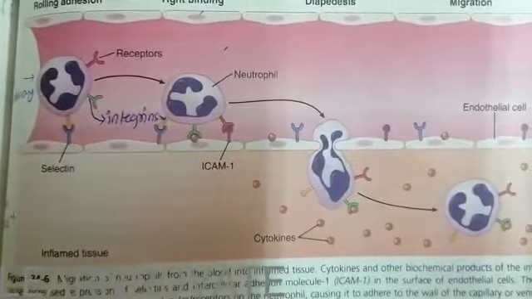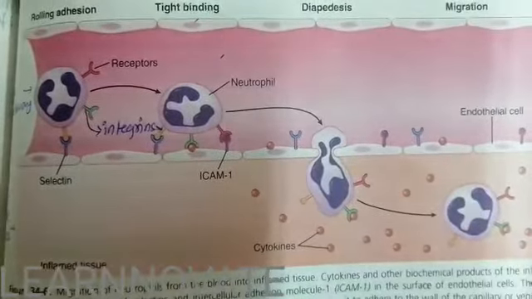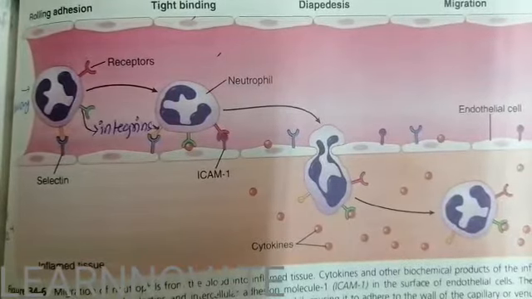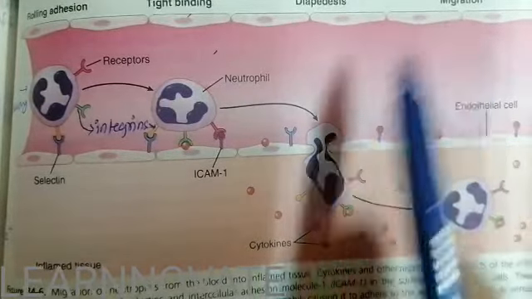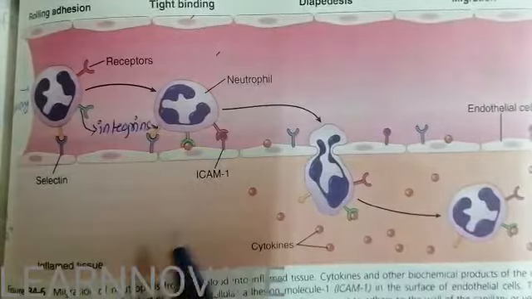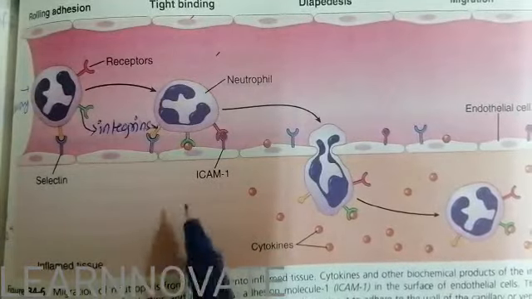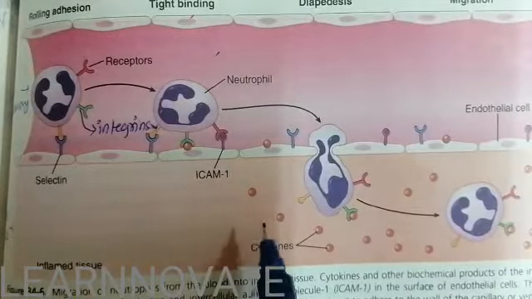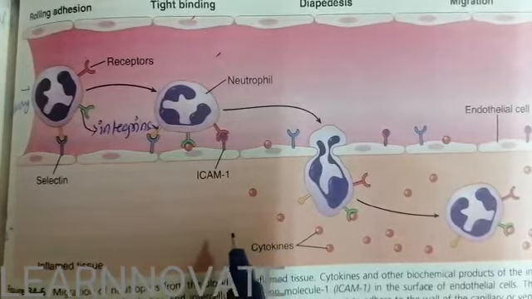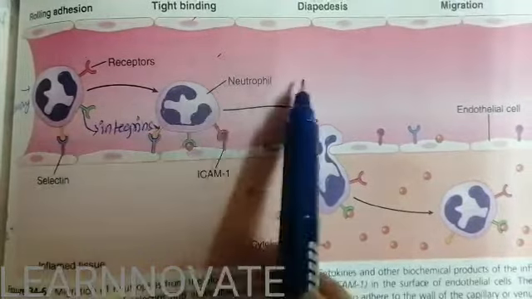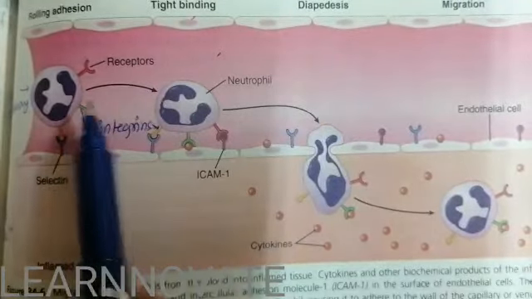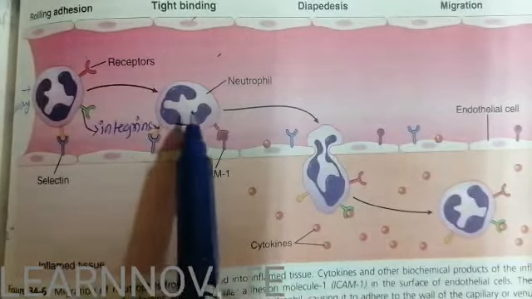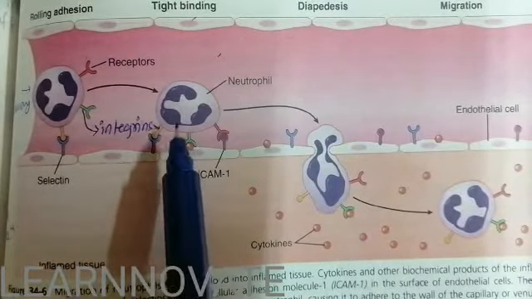Here you can see a diagram of a blood capillary, with the endothelial cell wall lining, and here is shown the inflamed tissue, the tissue that was inflamed by a pathogen or bacteria. Now what happens in the blood? There are the monocytes, which are mobile macrophages, and neutrophils present in the blood.